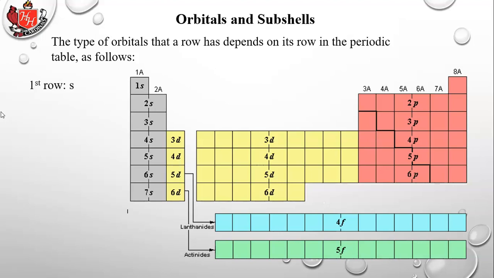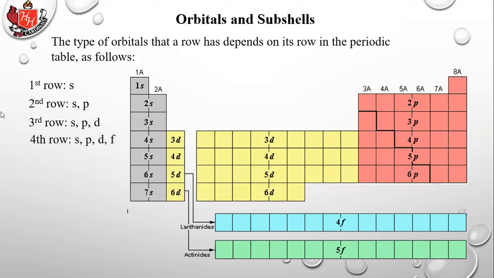These 4 subshells occupy 4 very distinct parts of the periodic table. So the first row only has an s orbital. The second row has an s and a p. The third row has an s, a p, and a d. And interestingly, you'll notice that the d orbital for the third row is down in the 4th row. It's not up in the 3rd row. We'll talk about why that is in just a moment.